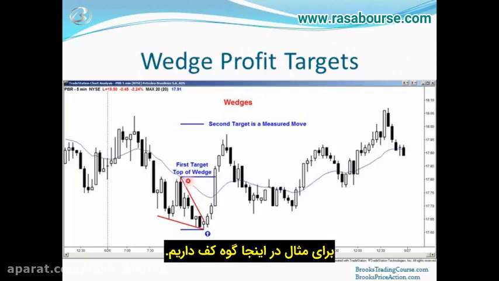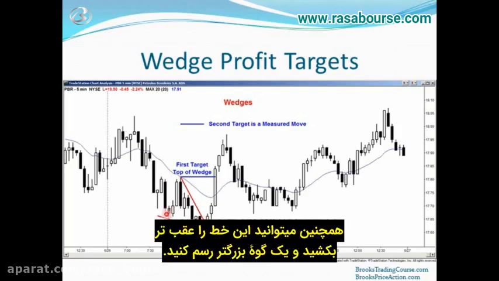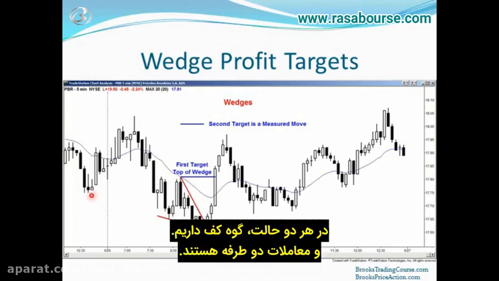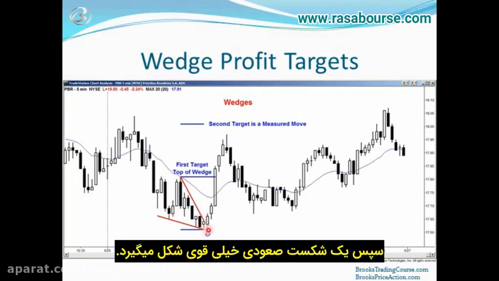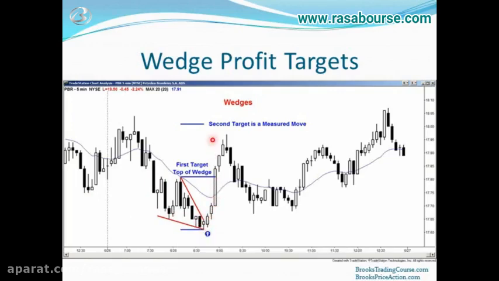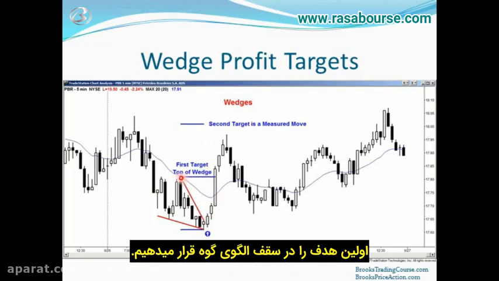So for example, we have a wedge bottom, and we have an IOI buy with a bull body, so a reasonable buy. You could also extend this line back here and form a larger wedge. But in any case, we have a wedge bottom, a lot of two-sided trading, might be the bottom of a trading range. And then we have an extremely strong bull breakout. First target is the top of the wedge.